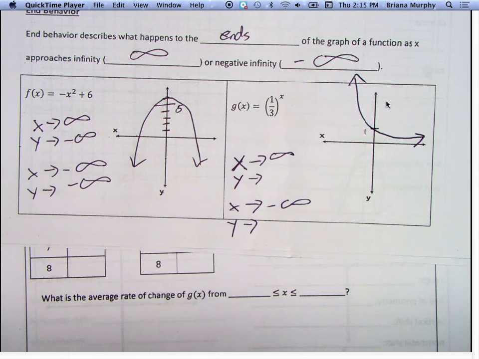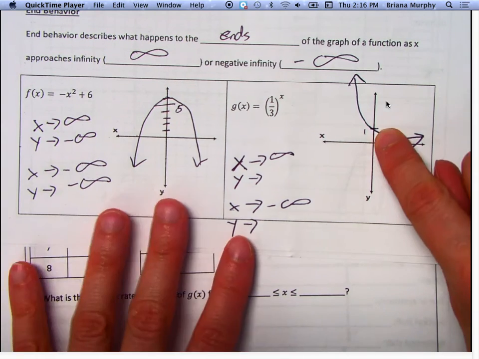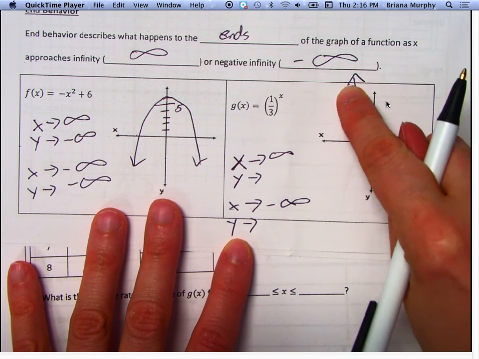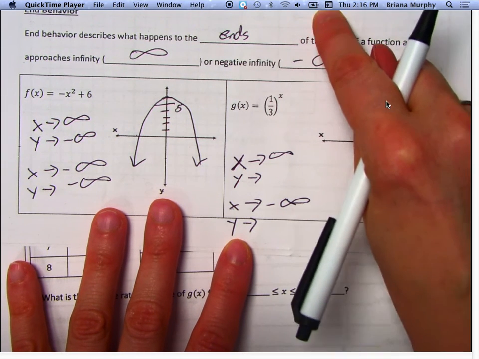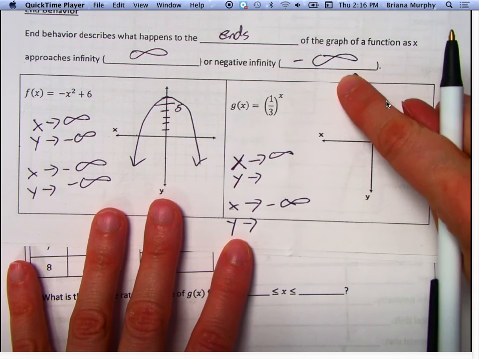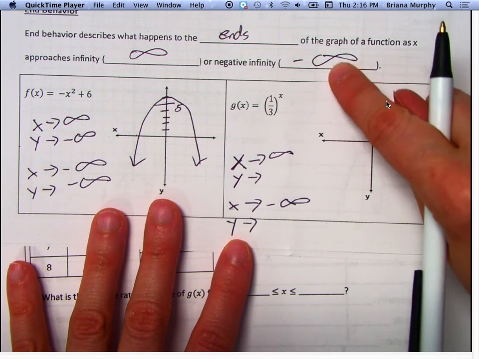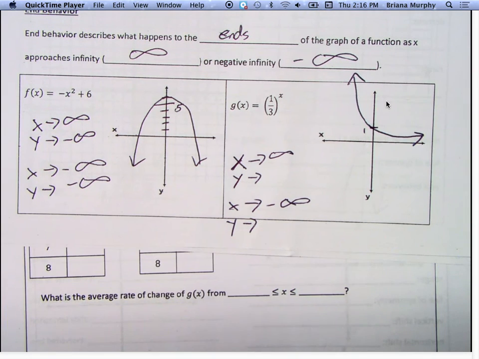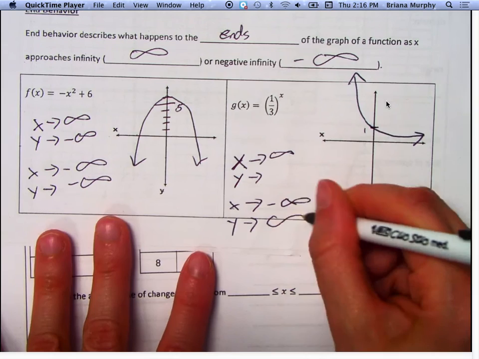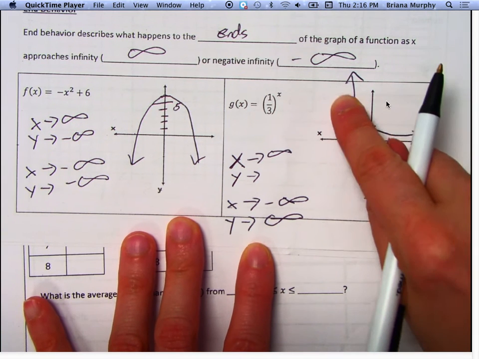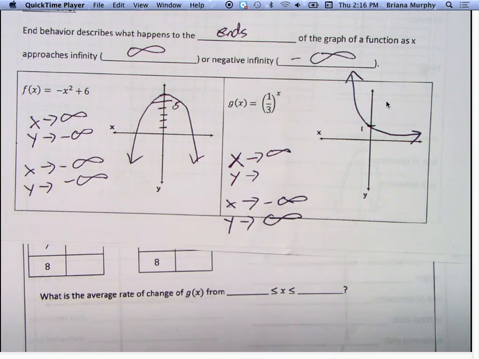Okay, so which one's going to be easier? Which one can you really see where it's headed? If x is approaching negative infinity, where am I going? Am I going up or down? As x approaches negative infinity, where am I going? Tell me, up or down? Up, and up is towards infinity. So as x gets smaller, y gets bigger.